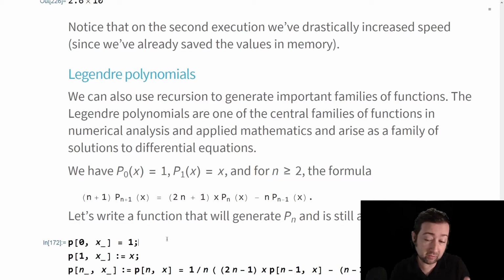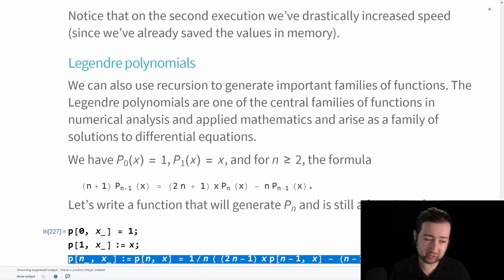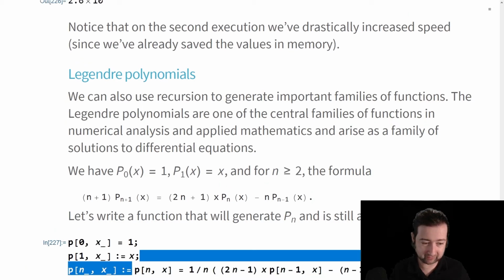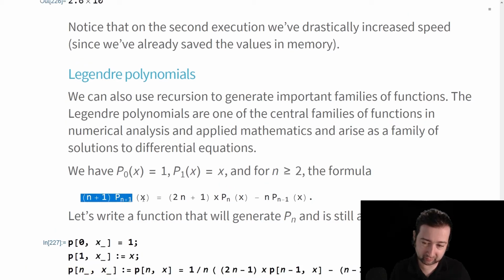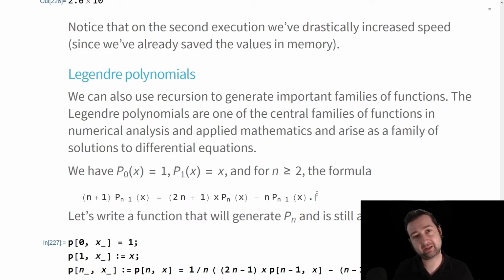So p0 of x is 1, p1 of x is equal to x. And then for the remaining values, what we're going to do is use this relation right here. And I don't want you to get confused that this is different than this. All I've done to get from this relation to this function is shift the index of n by 1, and then divide both sides by 1 over n. So it's the same relation, but converted so that a computer can handle it.